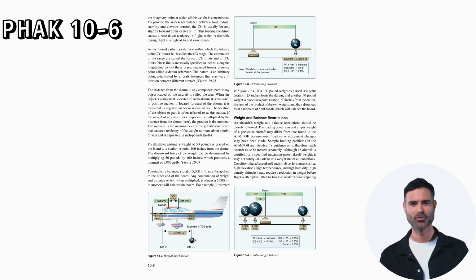For example, illustrated in Figure 10.4, if a 100-pound weight is placed at a point station 25 inches from the datum and another 50-pound weight is placed at a point station 50 inches from the datum, the sum of the product of the two weights and their distances total a moment of 5,000 inch-pounds, which will balance the board.